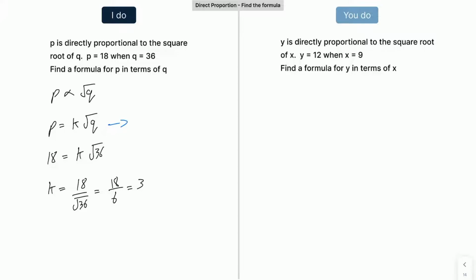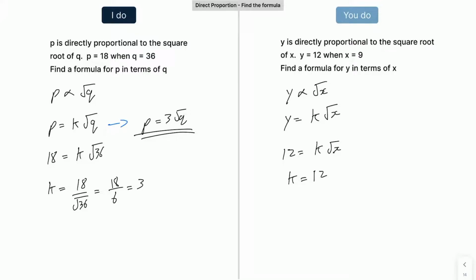And now sub the value for k back in, and that is your answer. That is a formula for p in terms of q. And with this one, again, replace that symbol with a k and an equals. Substitute the values in. Rearrange that for k. And substitute k into here. And that is your answer.